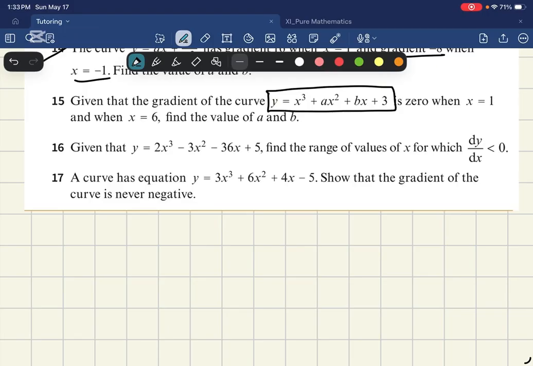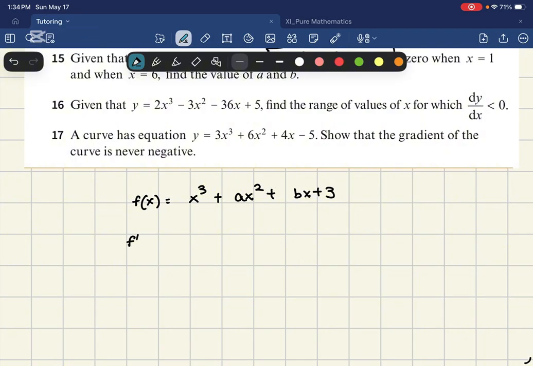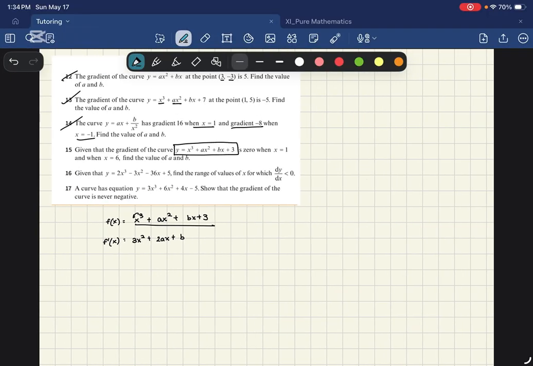And the gradient is 0 when x is equal to 1 and x is equal to 6. Okay, so f of x is equal to x cubed plus ax squared plus bx plus 3, and f dash of x is equal to 3x squared plus 2ax plus b, right? If you differentiate this, you get this expression. So you bring 3 to the front, 3x, and then 3 minus 1 is 2. You bring 2 to the front, 2ax to the power 1, plus you bring 1 to the front. So b times x to the power 0 is just 1. And then differentiation of 3 is just 0.